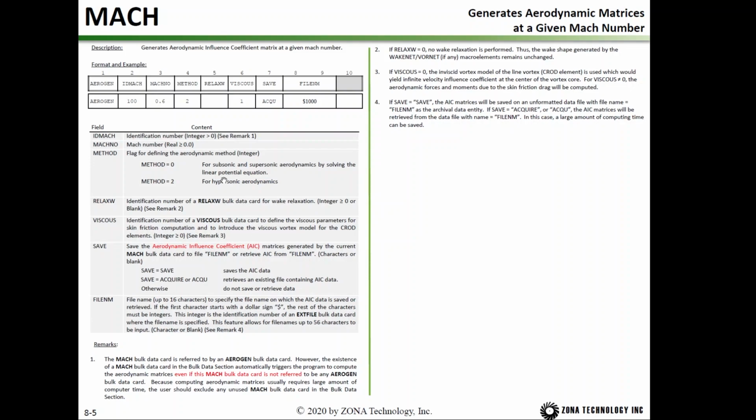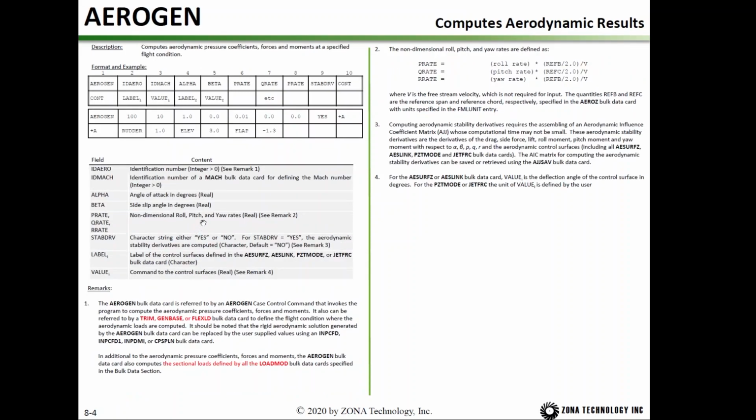Because the AIC only depends on the Mach number, it's independent of the flight conditions. So once you save, you have the AIC, and you can acquire the AIC. Then you can use different AEROGEN cards with different flight conditions, and so ZONAIR can rapidly generate the aerodynamic solution at different flight conditions.